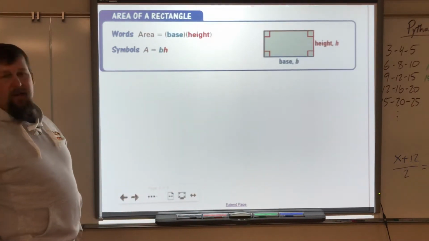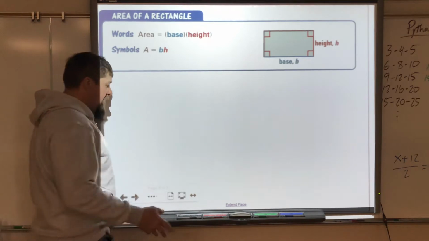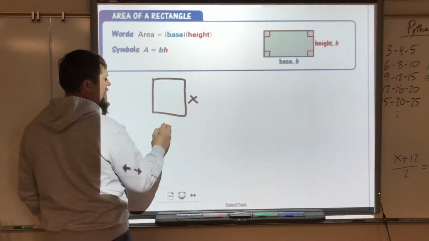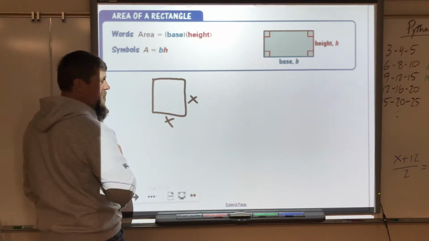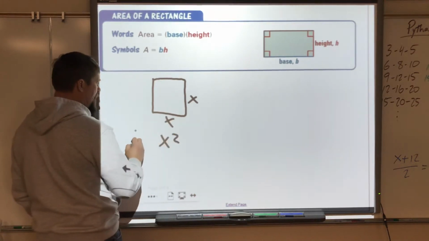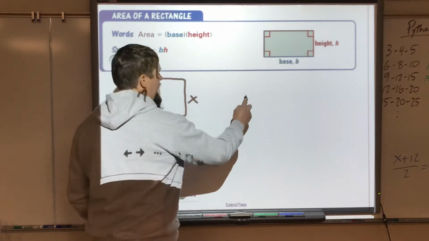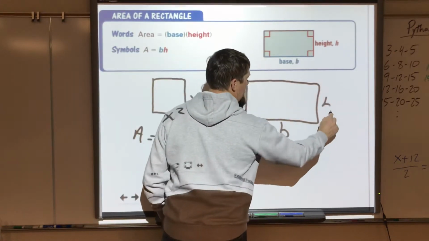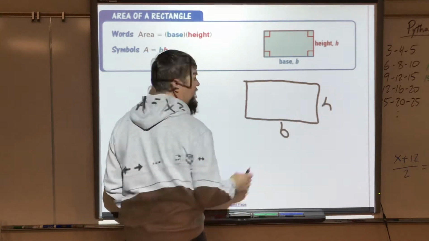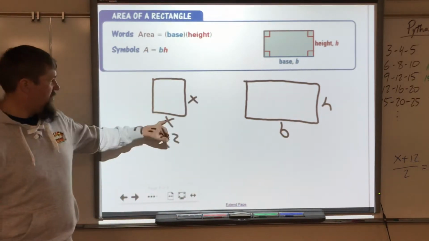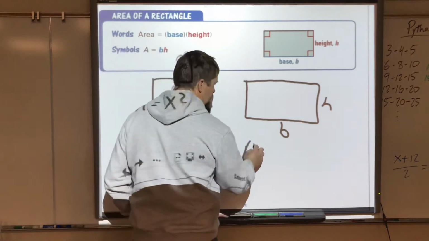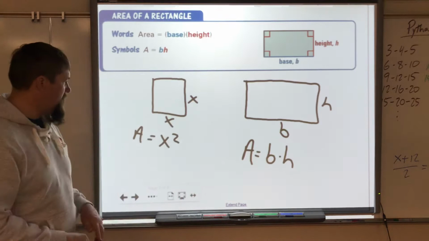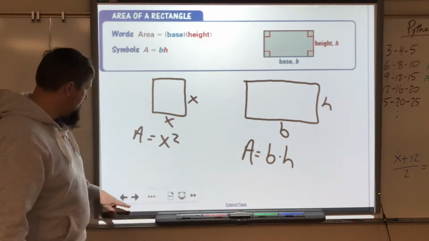The area of a rectangle is very similar. Instead of taking on a square, you're taking the side length times itself because they're the same. That's why it's x squared. In a rectangle, you might have a B and an H, so you're actually still multiplying them, just like you do with x times x, but they're different, so you just take B times H. Since they're different, you don't just square one of the sides.